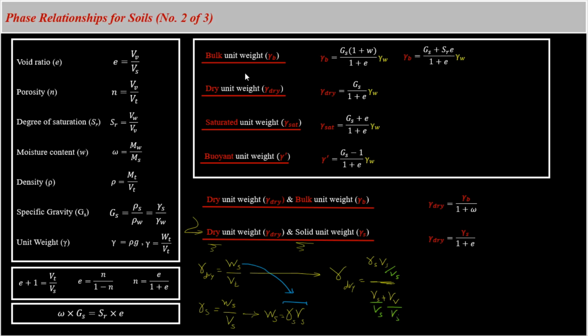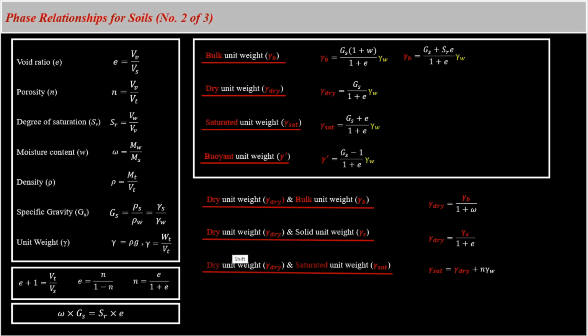And once we do that, we see that these two volumes of the solids cancel each other out, as well as these two. And then here we have created the void ratio equation. And finally, if we simplify this, we will get this equation, that is, the dry unit weight is equal to the solid particles unit weight divided by 1 plus void ratio.